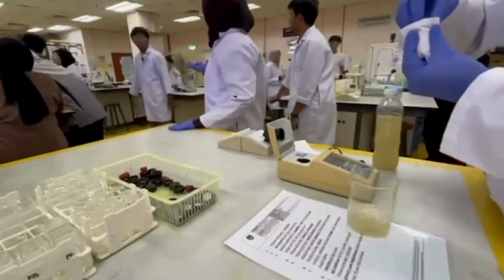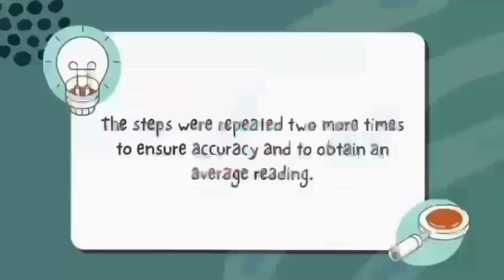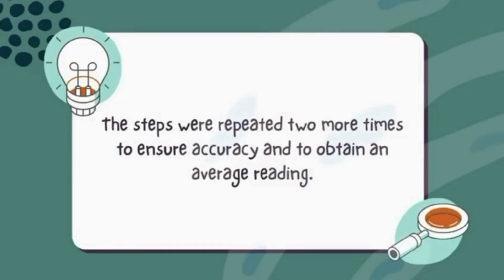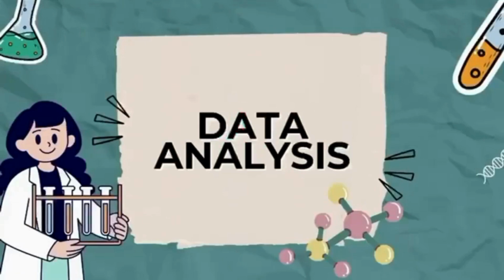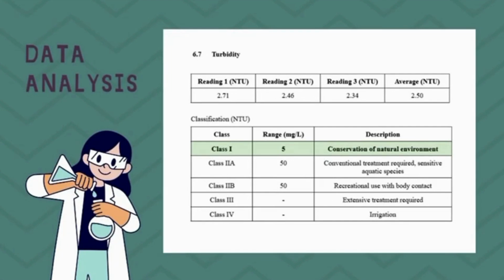The same procedure was repeated 2 additional times to ensure consistency in the results. All 3 turbidity readings were recorded and organized into a table for further analysis. Data analysis. The average data for the turbidity test is 2.5, which is under class 1. It showed that this water is very clear with a low level of suspended solid. It is suitable for conventional use such as supporting a natural aquatic ecosystem. No additional treatment is needed for turbidity.